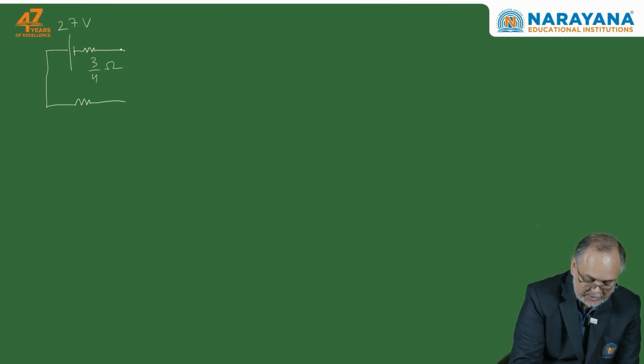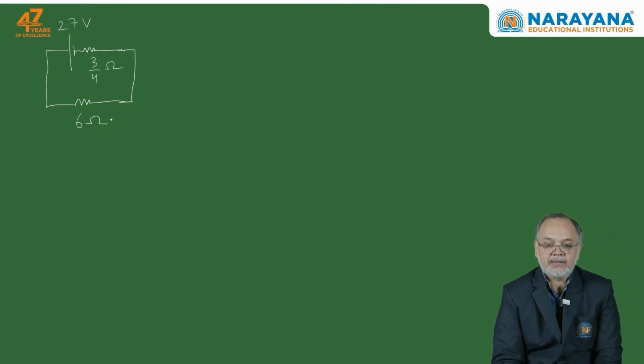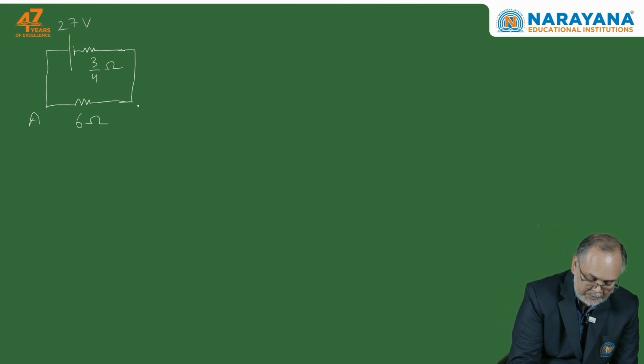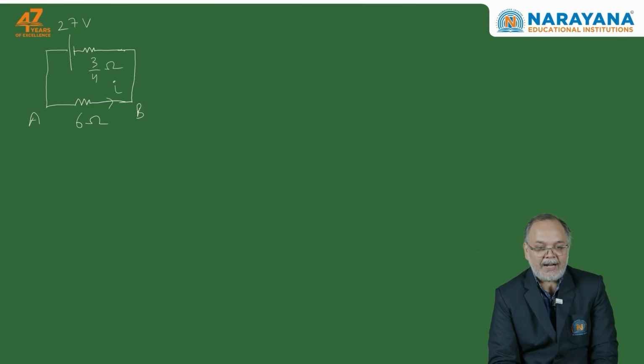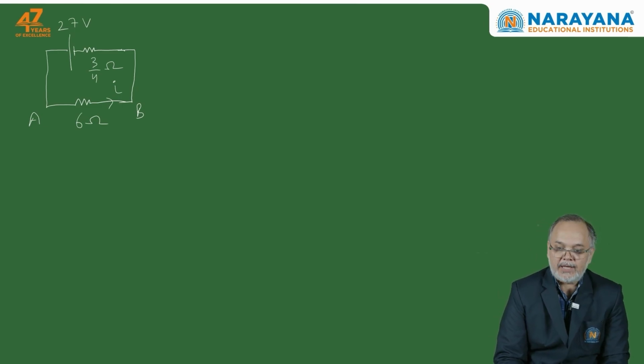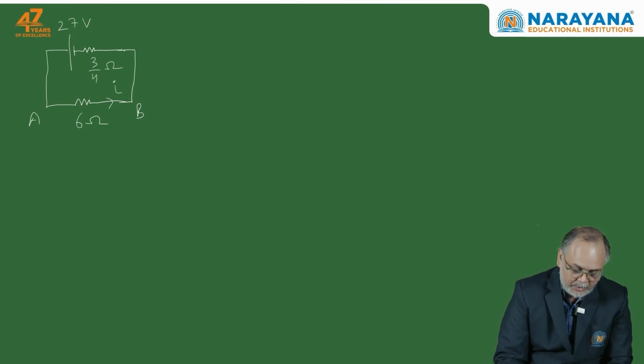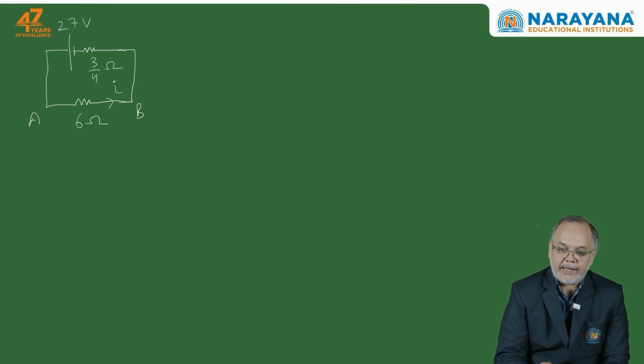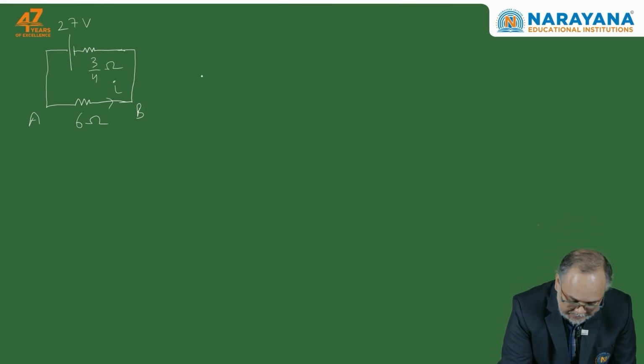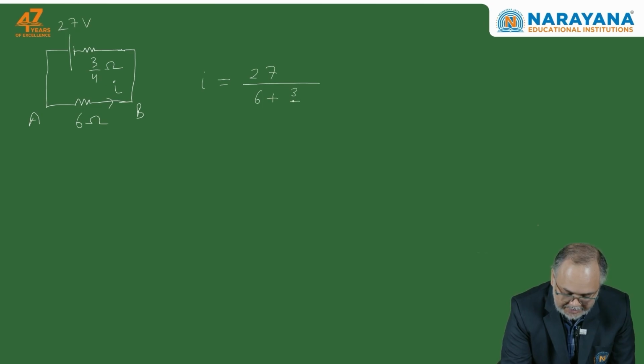And along with this, the two 3 ohm resistances are in series. So for them we can write 6 ohm as R equivalent. So this point is A, this point is B. Here current I. So in the problem what we have to find is the potential difference between the points A and B and the current flowing in the 6 ohm resistance. Here you can see clearly this 6 ohm resistance and the 3 by 4 ohm resistance are again in series. So I can write current I will be equal to 27 upon 6 plus 3 by 4.